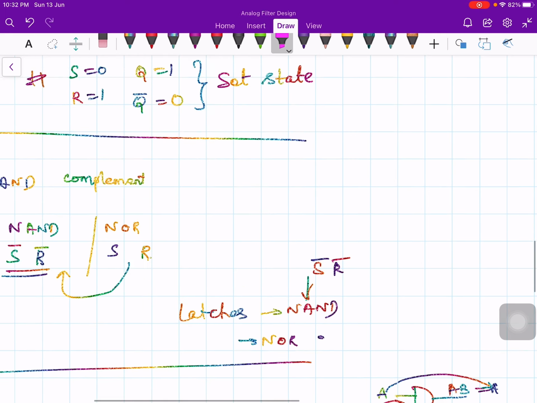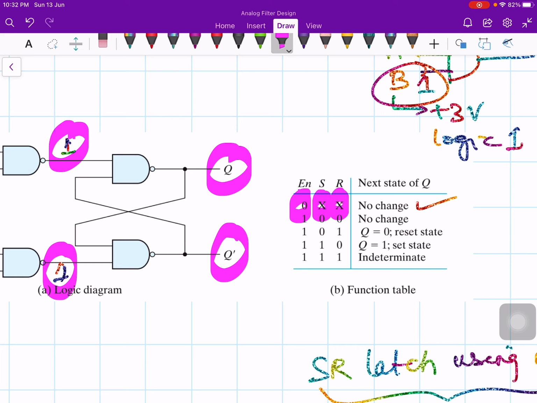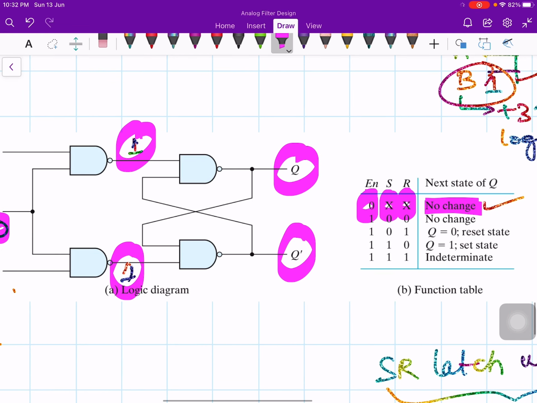That is why in this case, if this is 0, then this is 1. If both are 1, no change from the previous state. When enable is 0, then no change. That's what you write, no change. Next state of Q is no change. Okay, so the first row of the function table is clear now.